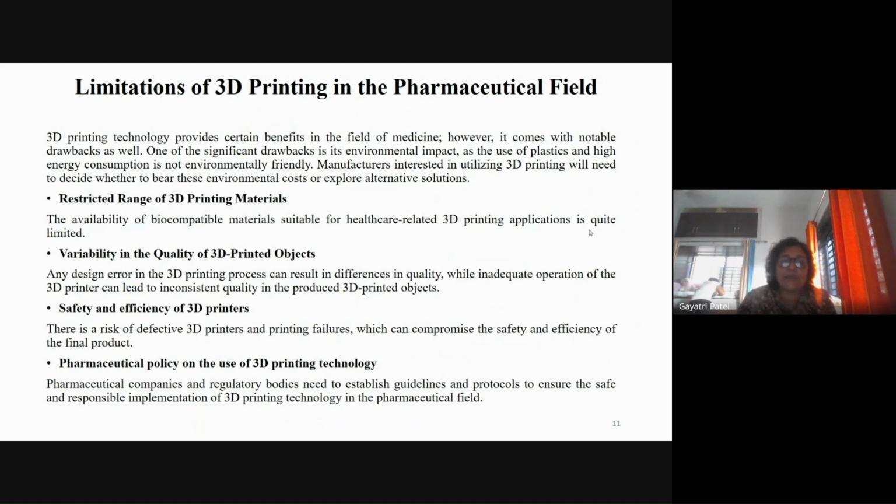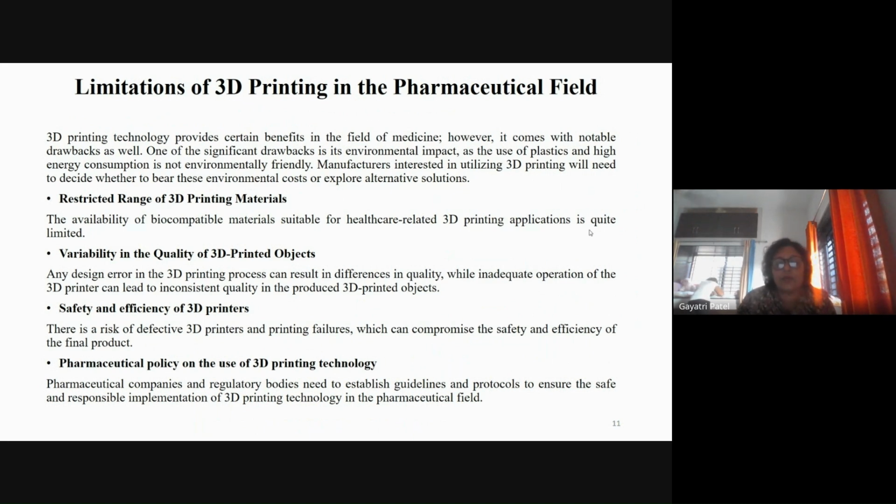Then, safety and efficacy of 3D printers. We always require sterile conditions. There may be a risk of defective 3D printers and printing failures, which may cause a little change in the object's shape and dimensions, and may compromise the final efficacy of the product also, right?